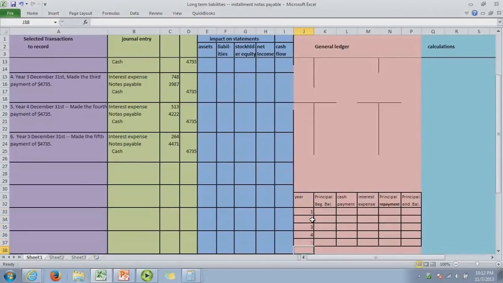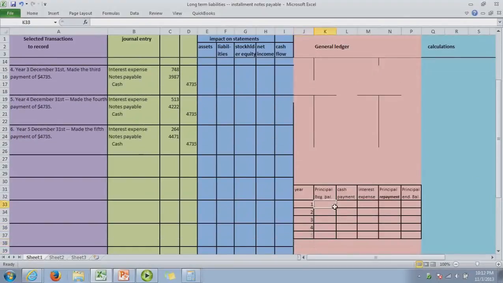Each payment, we put year, but each payment would be on a separate line. This works out well with Excel or a spreadsheet type thing. You start with your principal balance. You show your cash payment, which of course for these kinds of loans will be the same each year for your payments.